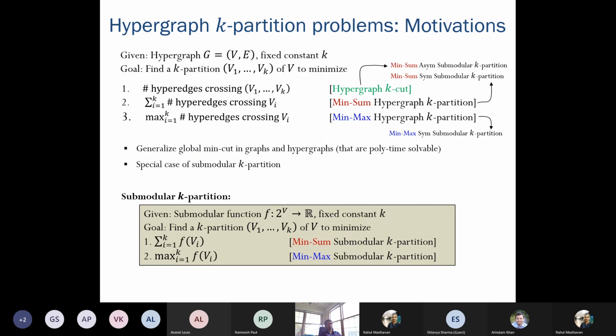A quick question. I'm guessing most of today's results hold for any fixed constant k, but if we hold k to be a small integer like k equals 2, are there any special results? k equals 2 is certainly the first case to think about. So k equals 2 corresponds to global min-cut in hypergraphs. All three problems coincide, and it corresponds to global min-cut in hypergraphs. And for submodular 2 partition, again, k equals 2 is the more classic submodular minimization problem, which is polynomial-time solvable. So we'll get there. We'll discuss k equals 2 shortly.